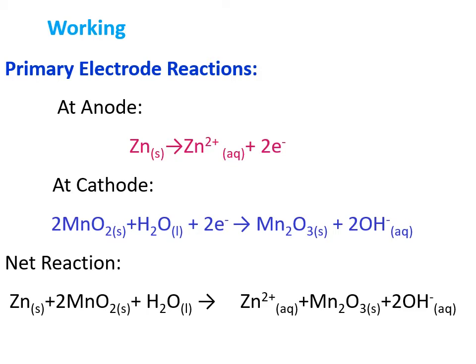Reaction at cathode. 2 MnO2 plus H2O plus 2 electrons gives Mn2O3 plus 2 OH minus. In this process there is a gain of 2 electrons, hence it is a reduction reaction. So the net reaction can be written as zinc plus 2 MnO2 plus H2O gives Zn2+ plus Mn2O3 plus 2 OH minus.